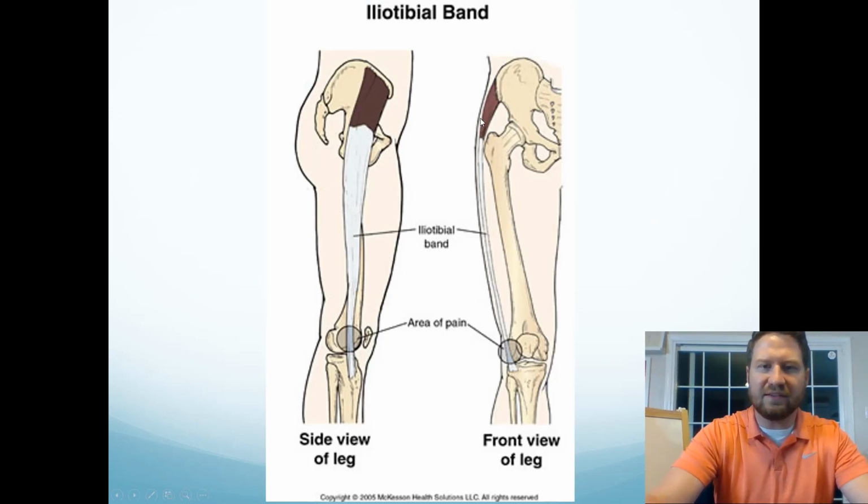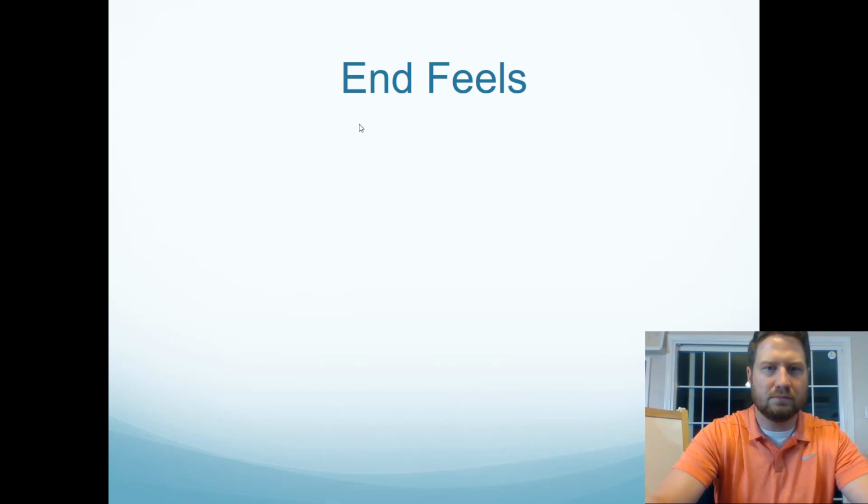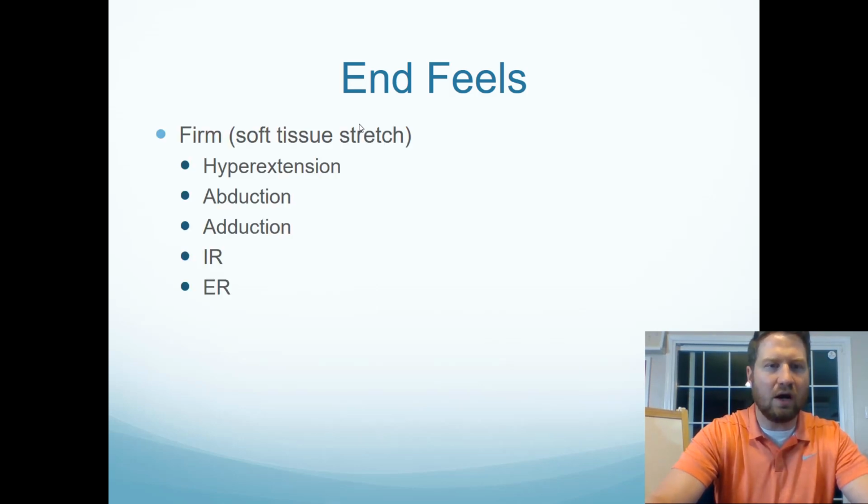And so you can see as it runs right over that greater trochanter, there's going to be a bursa in there that can get irritated. If you wanted to, you could also draw fibers of the gluteus maximus that come from your sacrum and attach here. That's going to provide some stability or some force as well. So the joint feels soft or firm for everything except flexion due to those ligaments that we talked about a few slides ago.